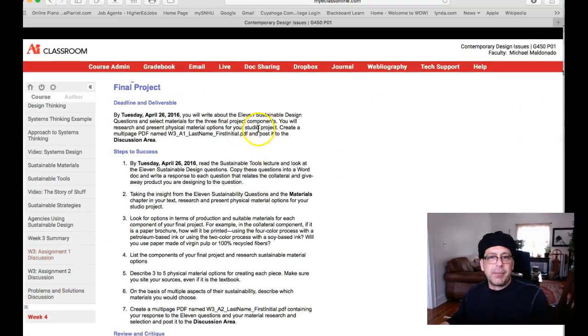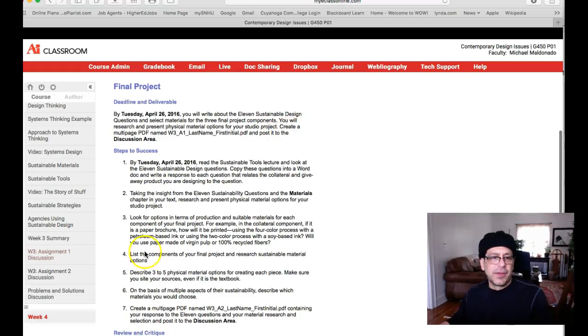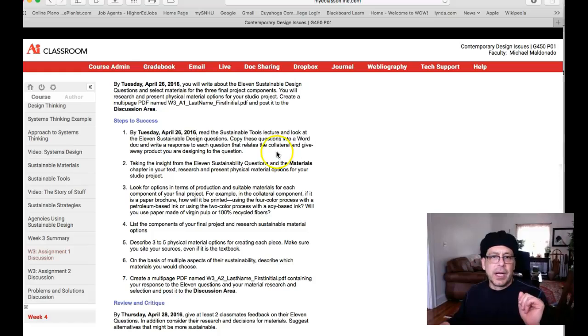So you will research present day physical material options for your studio project. So this is, you're going to actually start researching the materials you're going to use, the glues, the adhesives, the inks, the dyes, the varnishes, the staples, the paper, the substrate they're printed on, anything like packaging material, etc. So you want to look at the Sustainable Tools lecture and read the 11 sustainable questions, and then copy these in a Word doc and write your response based on those.